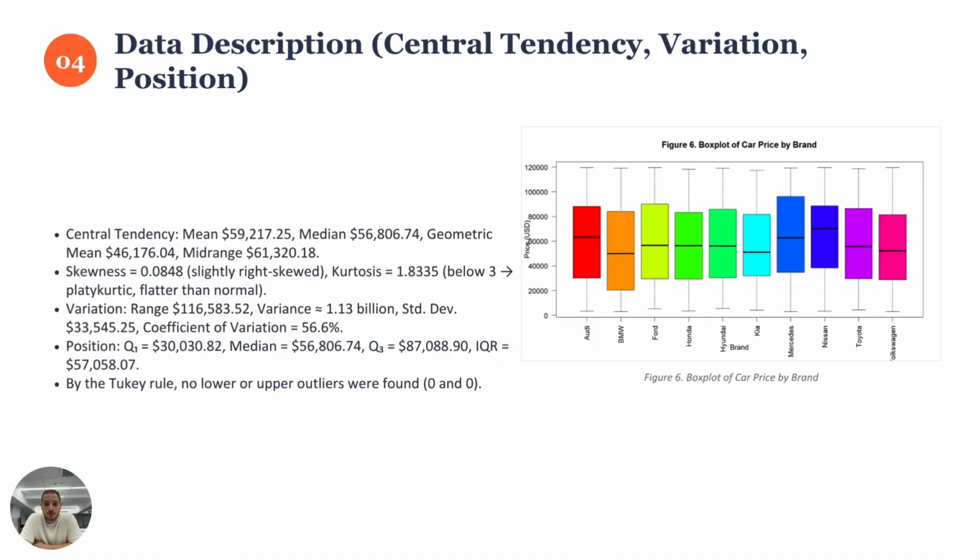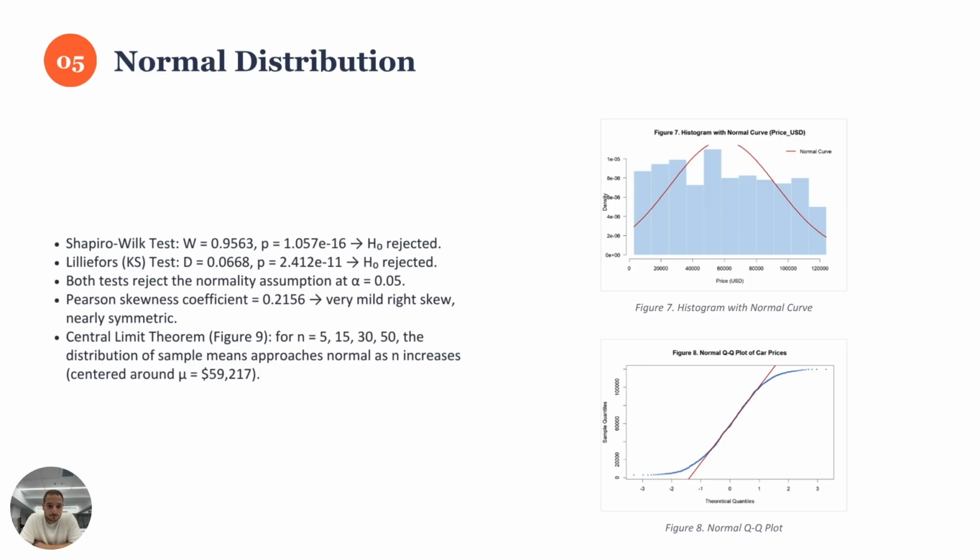Our coefficient of variation is 56.6%, which is quite high, and the IQR is $57,058. As you can see in the box plot in figure 6, price distributions look very similar across brands, and using the Tukey rule, we found no outliers. Now, let's test if our data follows a normal distribution.